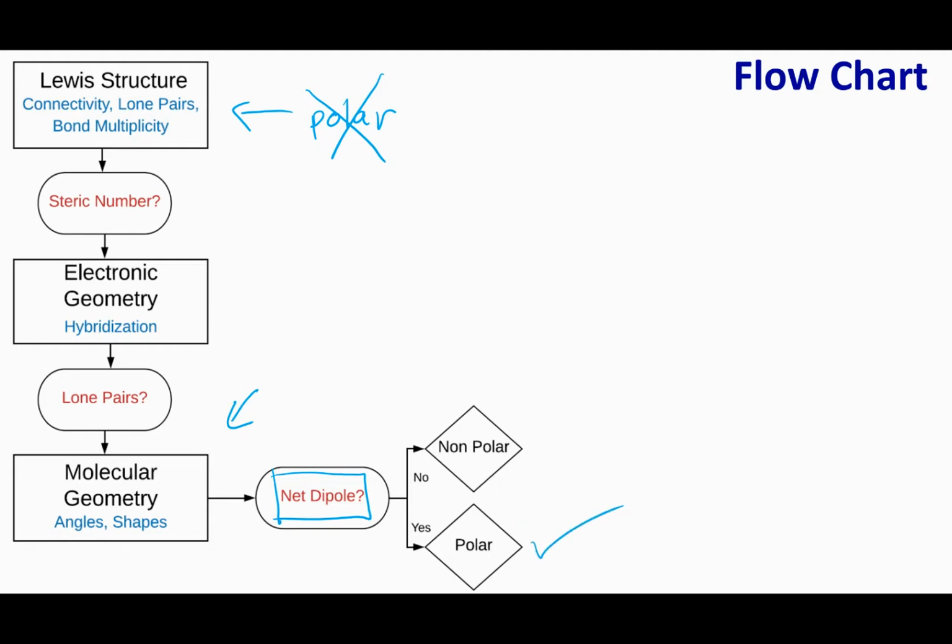So if you guys had me in Chem 1A, here's the flow chart I provided to you guys to decipher if something is polar or not. It tells you at every stage what you can discern from the molecule based on the picture you have drawn. So please make sure that you can identify polar and non-polar molecules.